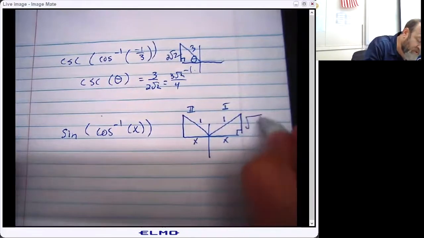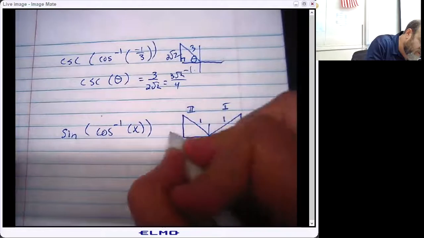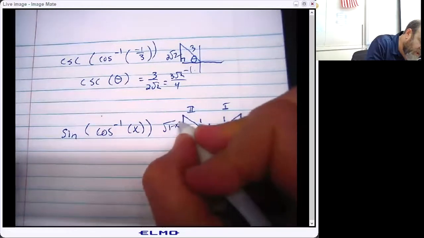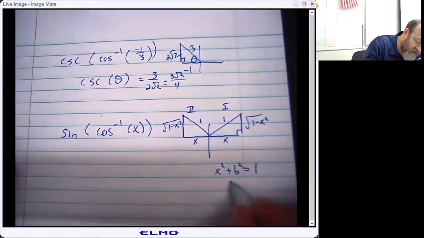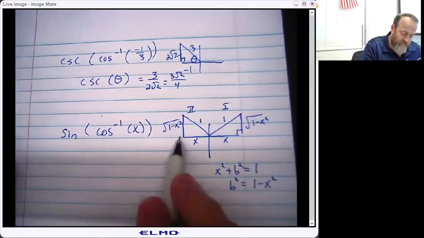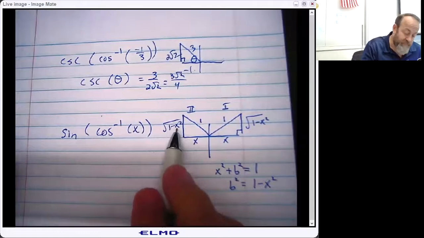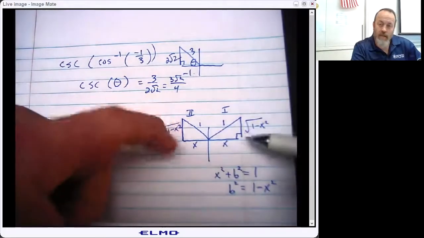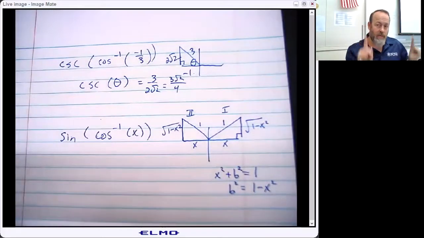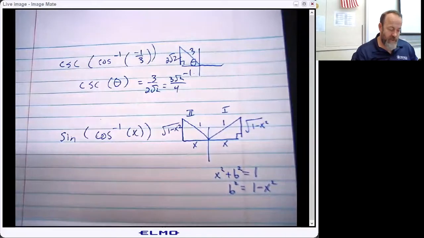Pythagorean theorem, a squared plus b squared is c squared, leads me to this answer right here. Again, I'm trying to find this value b, so I move it to the other side. If I take the square root, that's what's going to happen. And one thing you'll notice is in both cases, it's going up, so I didn't bother to put a plus or minus. They're both going up, and up is always positive.